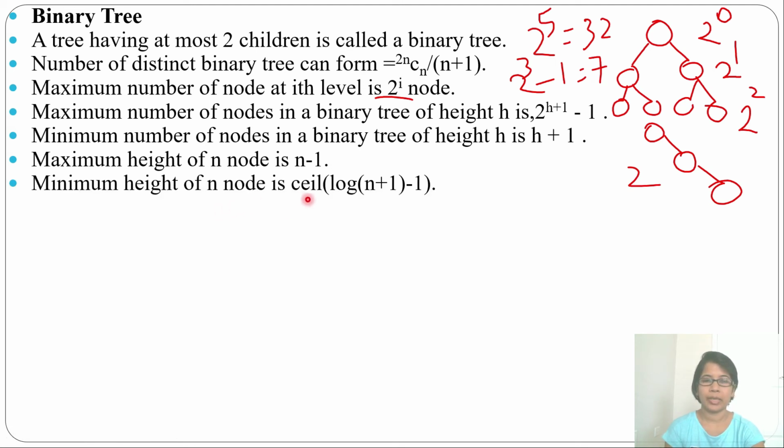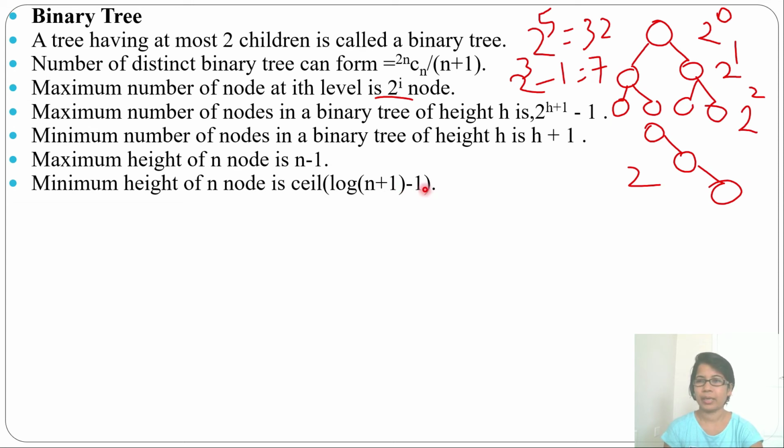Minimum height of n nodes is ceil of log n plus 1 minus 1. So how did we find this? 2 power h plus 1 minus 1 equals n. And from that formula just derive the value of h. So that is the minimum height. So h equals log n plus 1 minus 1.